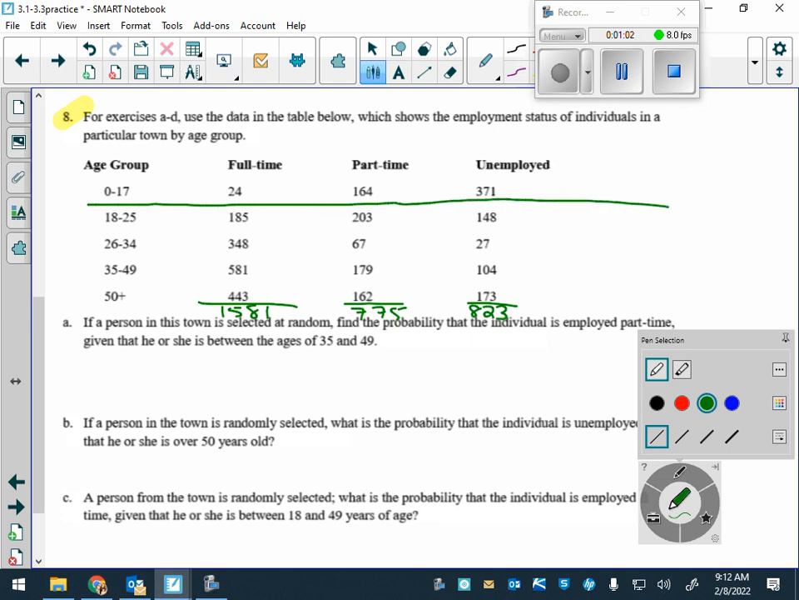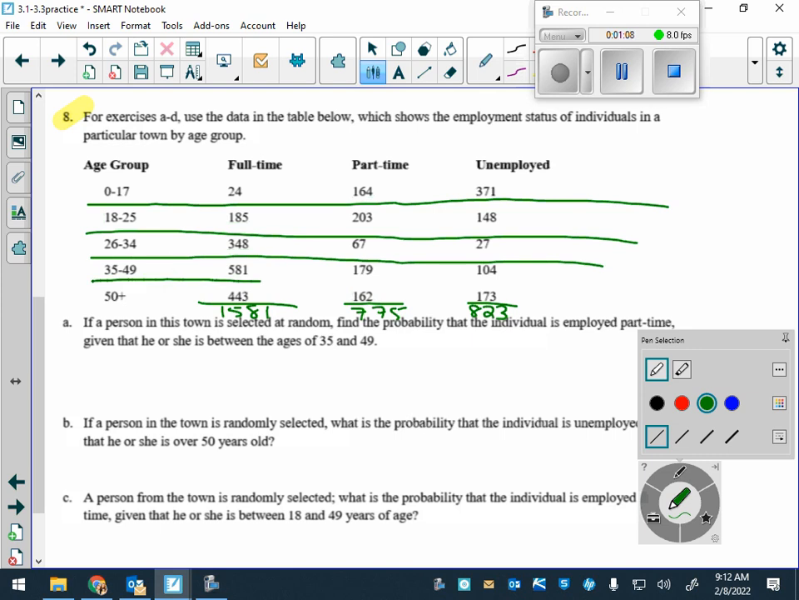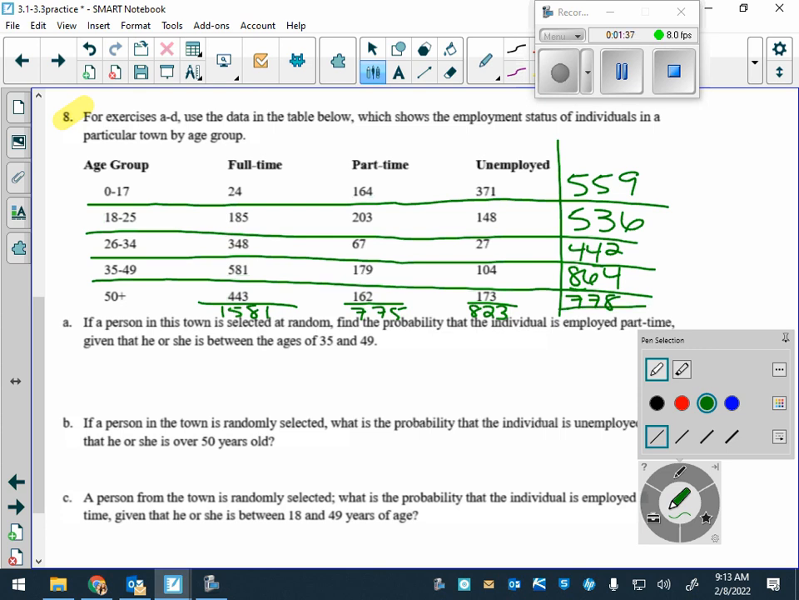Okay, then we go through and figure out the total of the age groups. So how many 0 to 17? 559. How many from 18 to 25? 536. Then the 778. Making a total number of people 3,179. Okay.